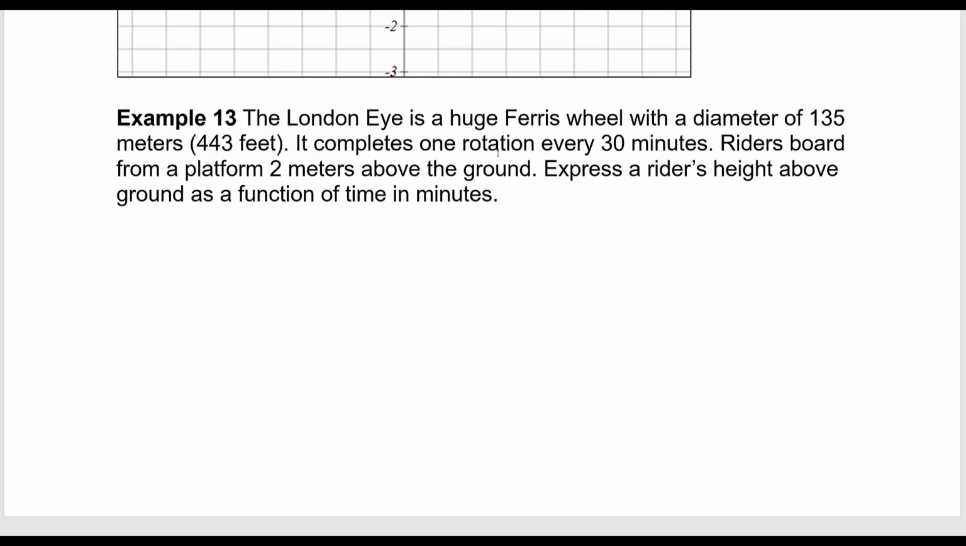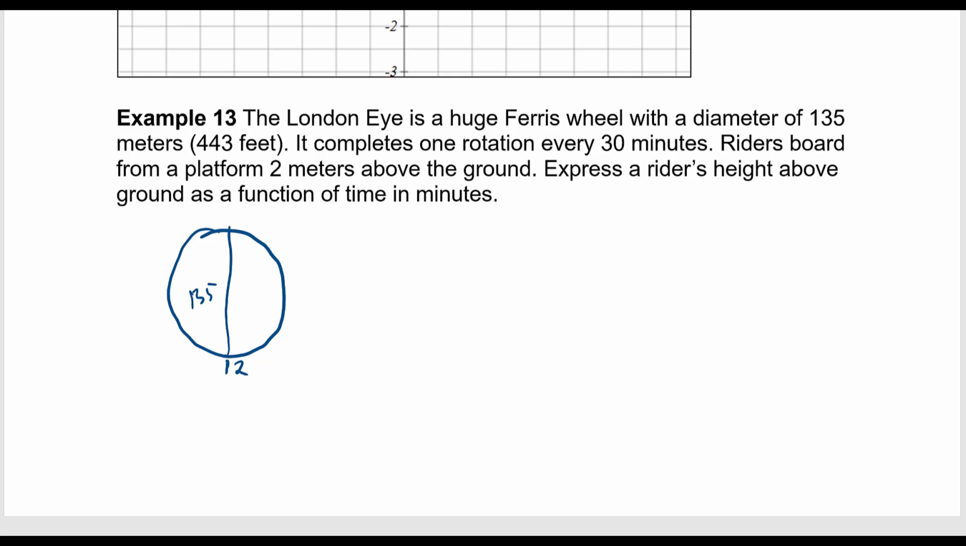It completes one rotation every 30 minutes. Riders board the platform 2 meters above the ground. Express a rider's height above the ground as a function of time in minutes. Okay, so if we think about this, we're going to start at 2 meters above the ground. And then we're going to get up to, so that's 2. This diameter is 135.